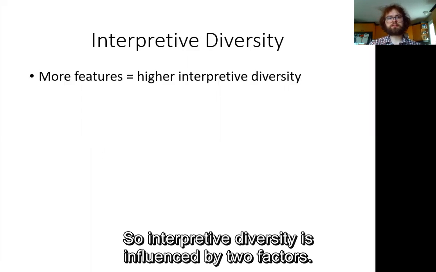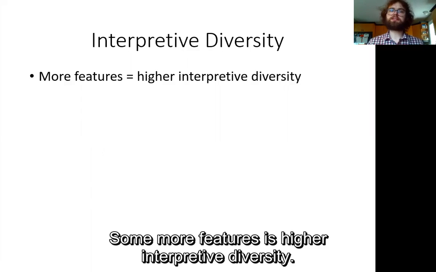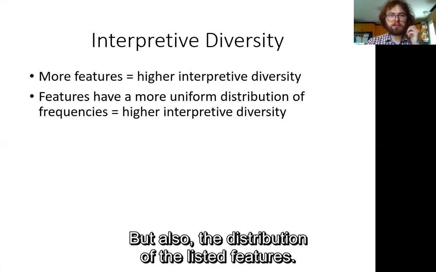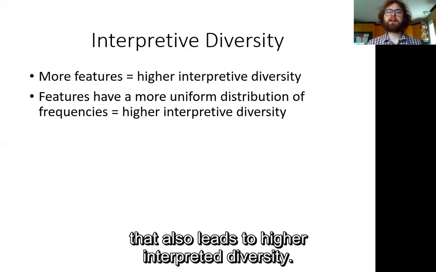So interpretive diversity is influenced by two factors. One is the number of features, so more features is higher interpretive diversity, but also the distribution of the listed features. So as the features have a more uniform distribution, that also leads to higher interpretive diversity.